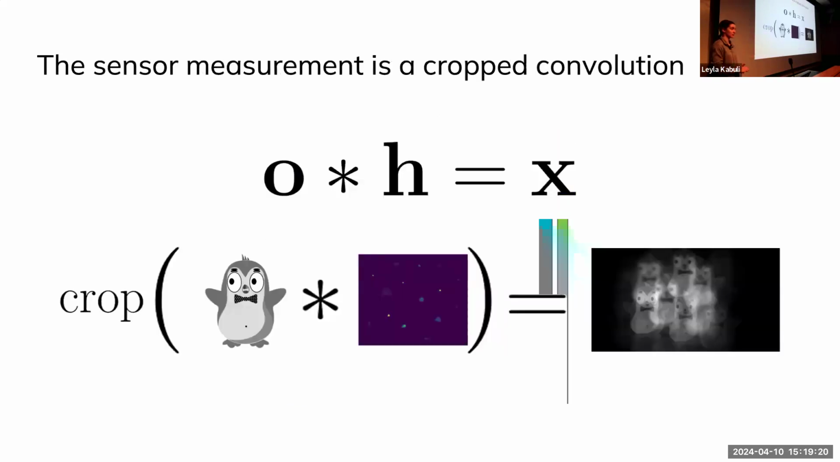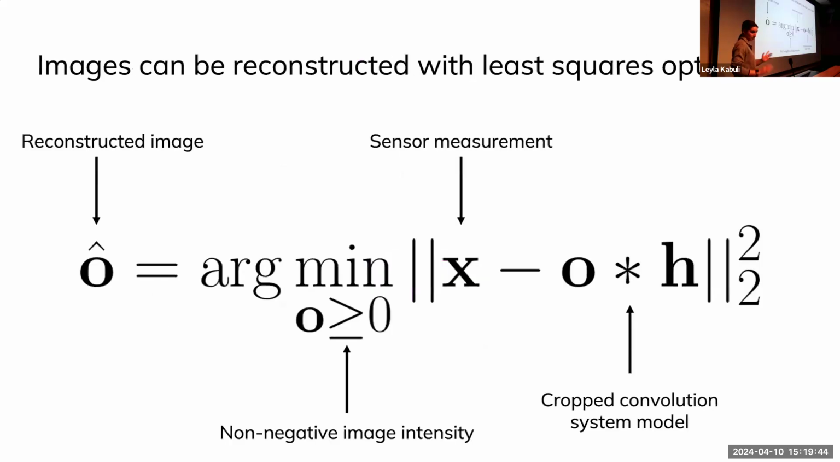Okay, so we have our system that we've manufactured, and as we described previously, the forward model is going to be this cropped convolution. Our sensor measurement X is equal to the crop of my object, the lovely Patrick the penguin, convolved with the system point spread function, which is these randomly positioned lenslets. Given this forward model, if we want to recover our image of the penguin, we actually need to do a little bit of computation. So this is going to be my one computational slide for the talk.